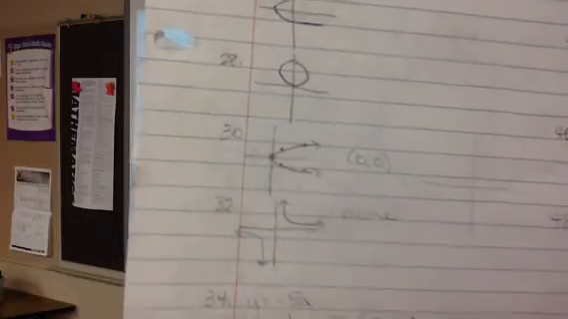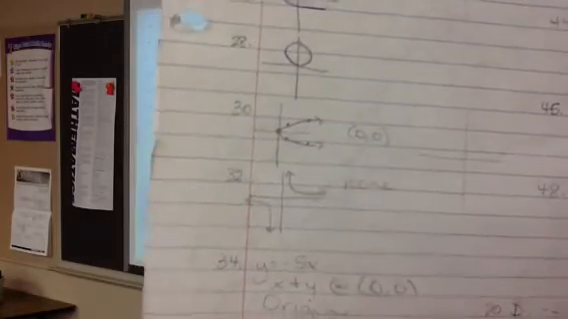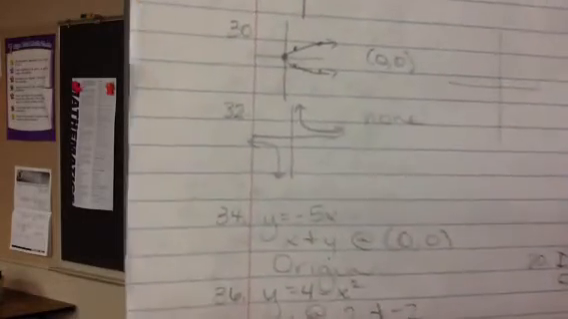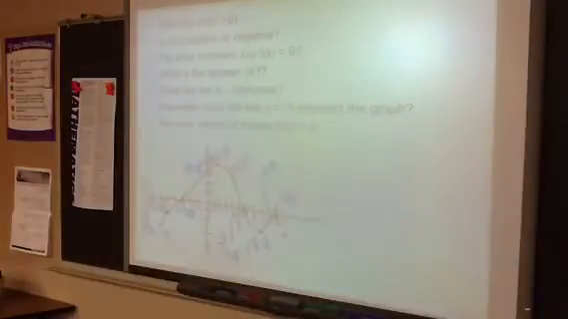On 28, I'd make it look like a circle. On 30, there's my graph. 32, there is my graph. 34, I said (0, 0) is your intercept and origin. 36, (2, 0), (-2, 0), (0, 4), and your y-axis is your symmetry.